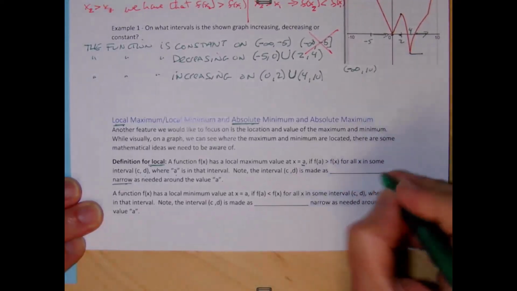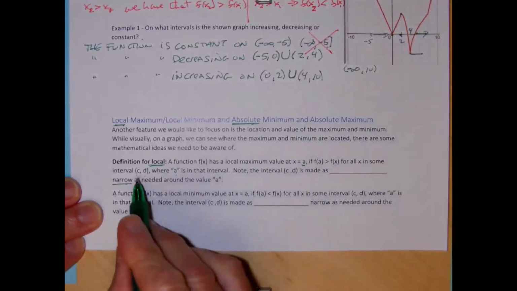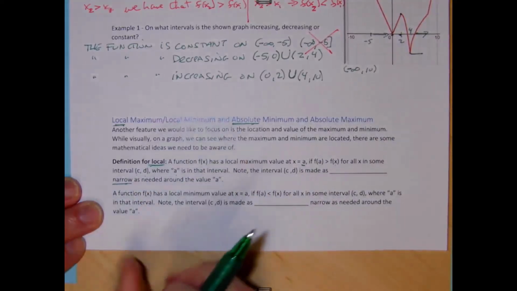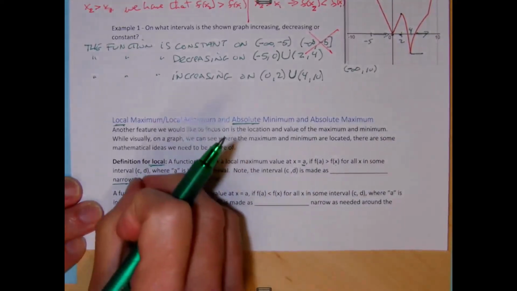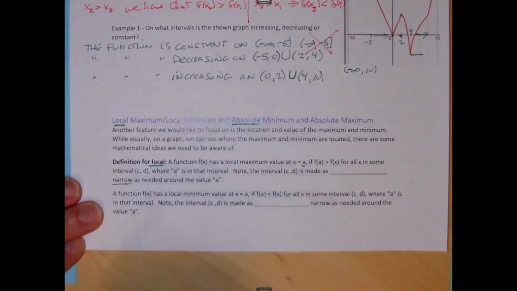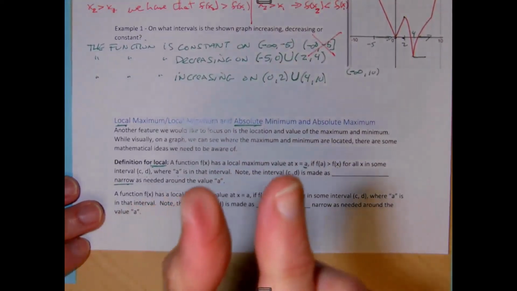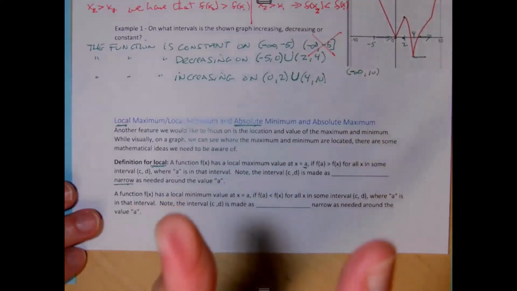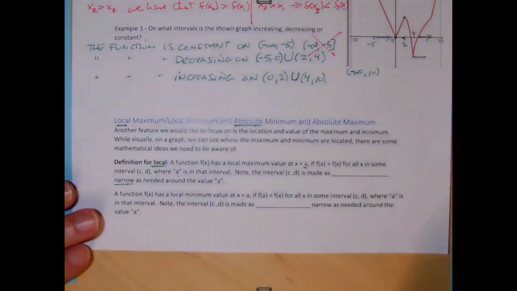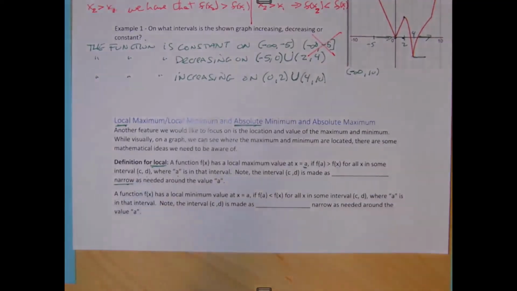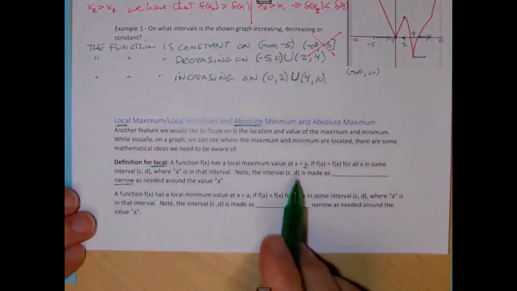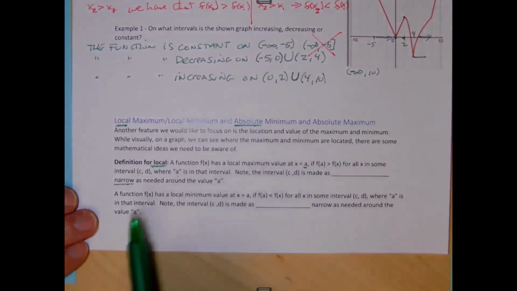People try to make this interval big, but no, actually you make it small. You might say, well, I can make it bigger and it's still true. That's great, but that's not what we're saying. We can make the interval small. How small do we need to make the interval so that this is true? We don't care about the actual numbers. All we care about is locating the maximum value.